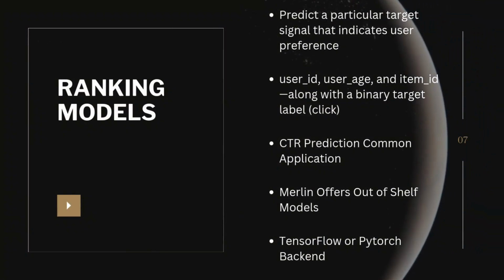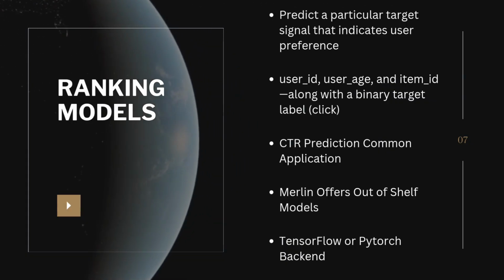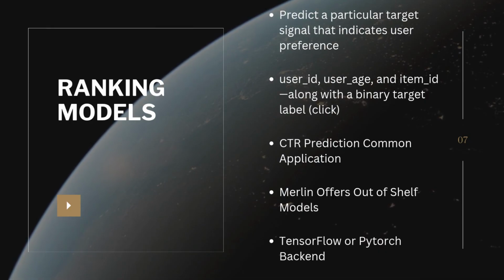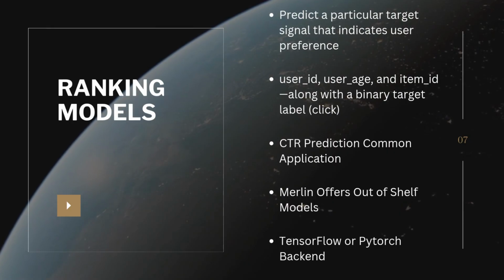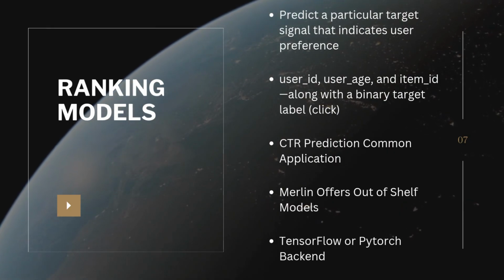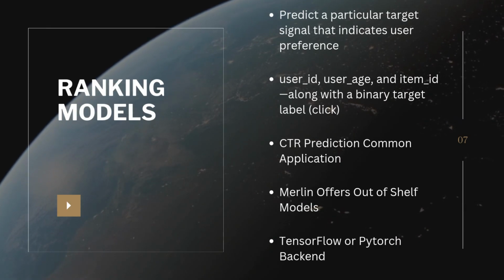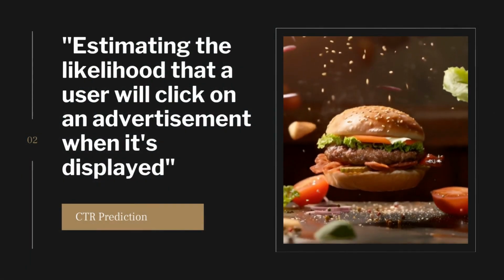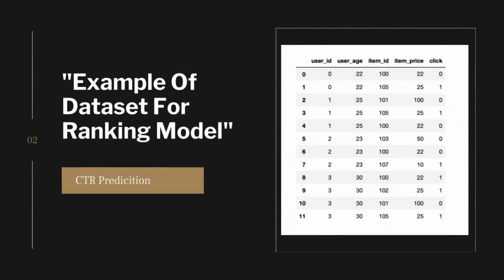Ranking models are arguably the most common and widely used type of model in recommender systems. A ranking model is designed to predict a particular target signal that indicates user preference or engagement. Common targets could be the rating a user might give to an item, or the probability that a user will click on a recommended item. So this can be used in many places like Amazon, where you click on an item to buy something, or click on an ad. Click through rate prediction is a common application of ranking models.